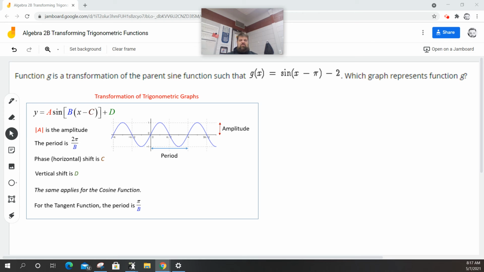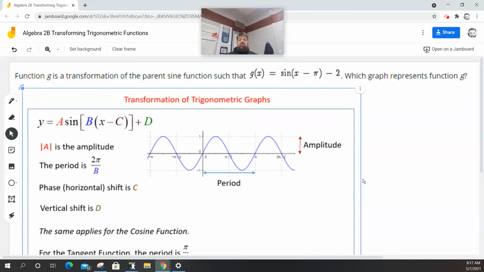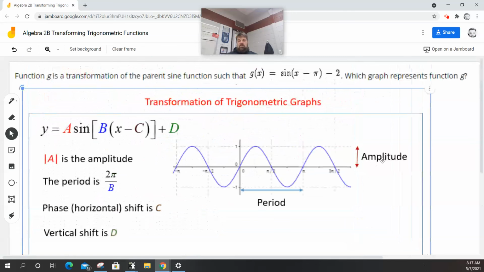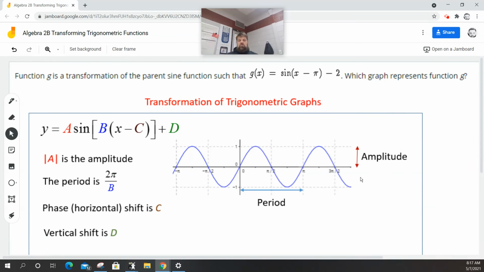But anyways, it says that the function g is a transformation of the parent function sine, and then they give us g right there, and it says which graph represents it. So before I even graph this, you could just plug it in the calculator. But here's actually the graph of sine. So I'm gonna blow this up a little bit because we can. This is how I learned. My teacher didn't let me use a graphing calculator, but so this is the sine function, right?